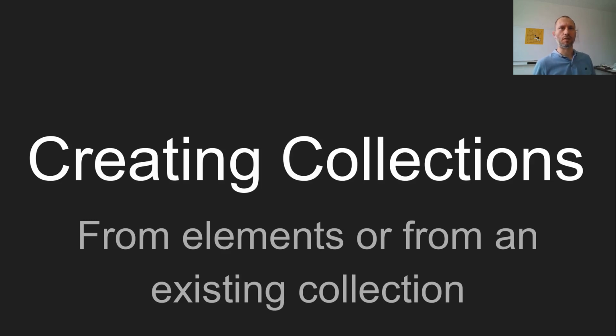About creating collections. There are basically two different ways. One is that we just create a new collection from a bunch of things, some elements, or we have an existing collection and we just want to have a different representation, a different type of collection of the existing collection.